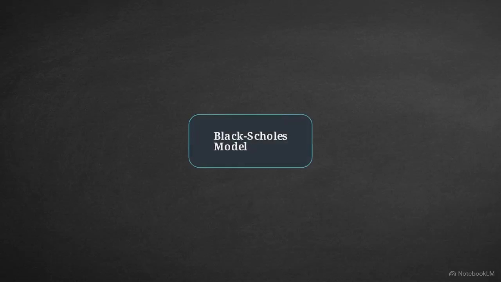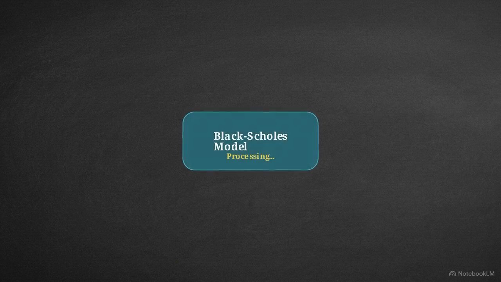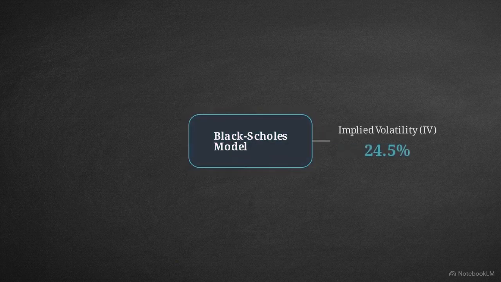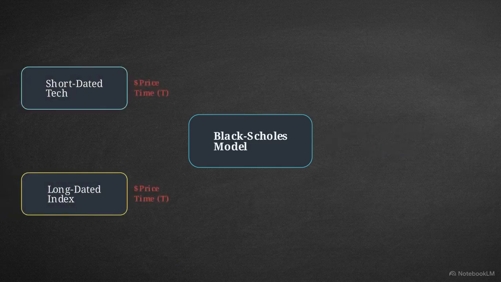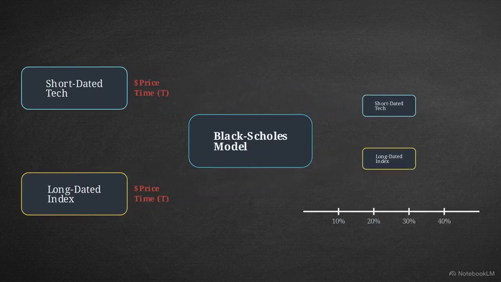This flowchart illustrates the model's actual function. It acts as a nonlinear translation layer. It ingests raw, observable market prices and processes them into a single, stable metric, implied volatility. Quoting in implied volatility allows a trader to look at a short-dated tech stock option and a long-dated index option and compare them on a common scale.